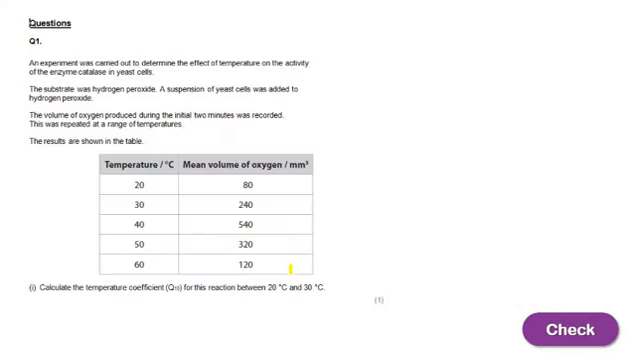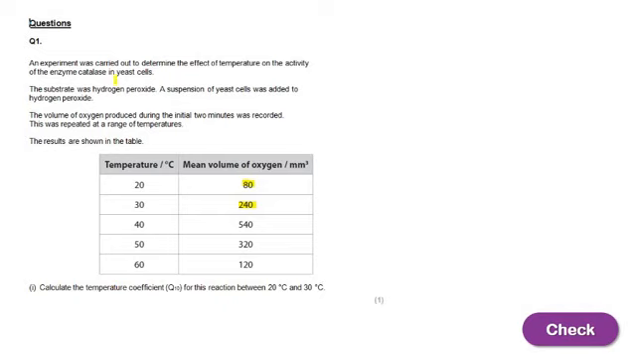To check that you have understood Q10, I'm going to put this exam question up on Moodle, and I would like you to answer it for me and submit it to a Moodle link that I will also have up. So this question, rather than a graph, shows you a table. You're asked to calculate Q10 for the reaction between 20 and 30 degrees. So those are the 2 numbers you should be focusing on. Just remember which one goes on the top and which one goes on the bottom.